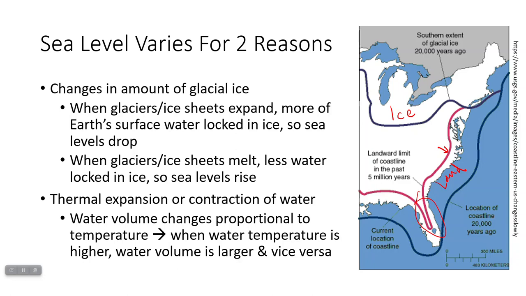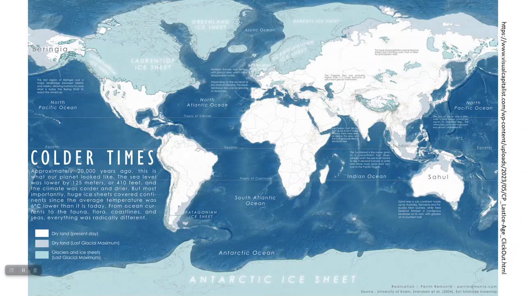When you have the temperatures drop, you're going to lock up more water in ice sheets. That's going to cause sea levels to drop. And then you're going to have thermal contraction of water, which will also cause sea levels to drop. So if we enter another ice age, you'll have both of those factors decreasing the volume of water in the oceans, and that's going to decrease the sea level.